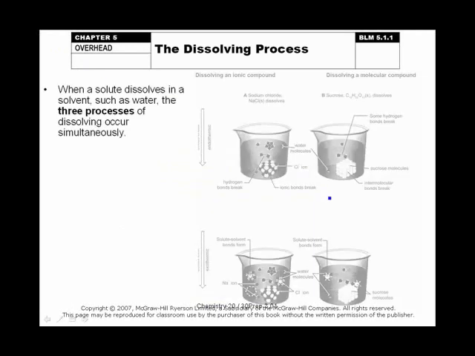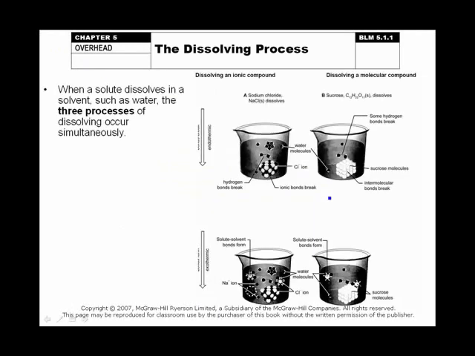Here's an idea of what we're talking about. When a solute dissolves in a solvent such as water, there are three processes occurring simultaneously. The first processes are the breaking of the hydrogen, ionic, and intermolecular forces in those compounds. So, for example, when we're dissolving sodium chloride in water, or salt in water, three things are happening, but we'll talk about two first.